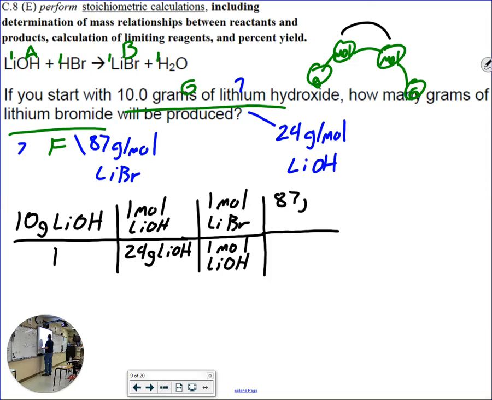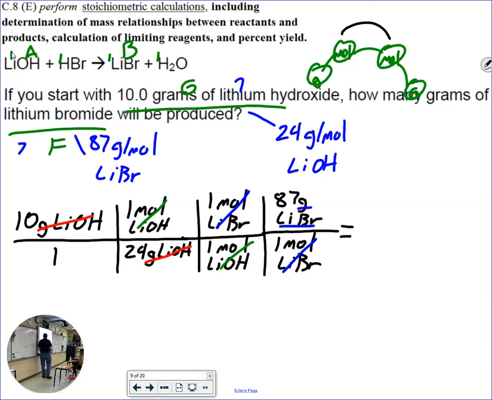Okay. Over. Well, I got one more. Yep, yep. 1 grams. Moles. Other moles cancels other moles. I'm left with grams of lithium bromide, which is what I want.